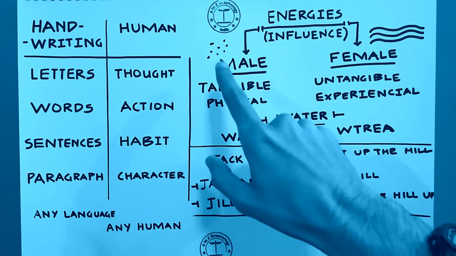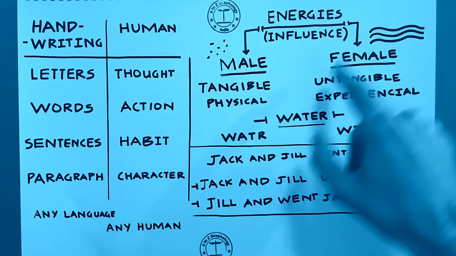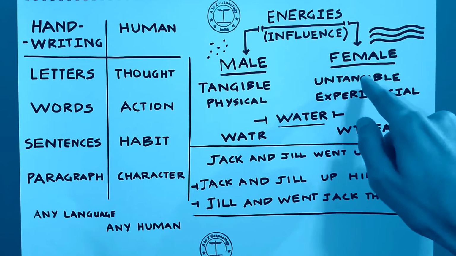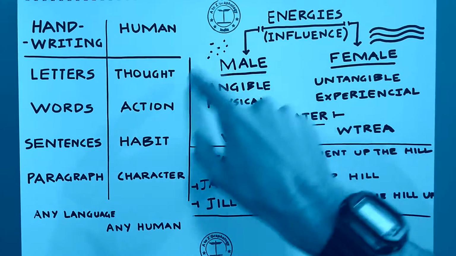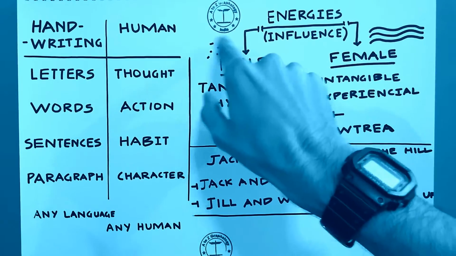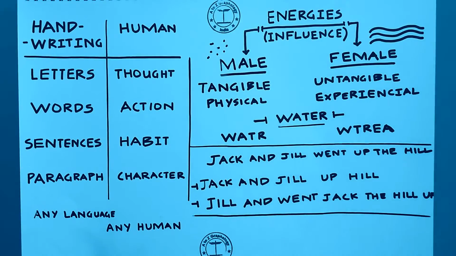Male energies are tangible in nature, they are physical. Female energies are intangible and experiential. Experiential means whatever you can feel but you can't touch, you can't hold. It's not able to be felt by the senses, but you know it is there. Male energy is more particulate or particle form, and female energy is more of a wave pattern.